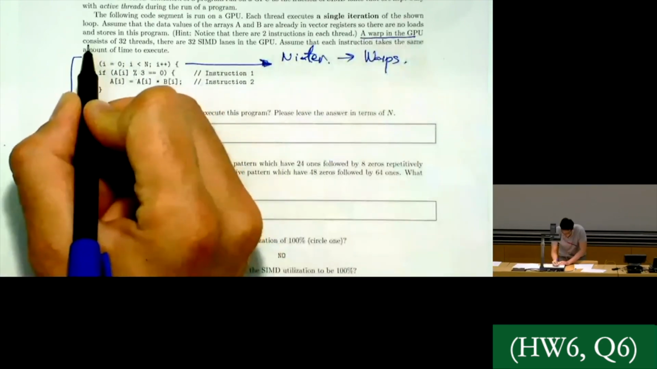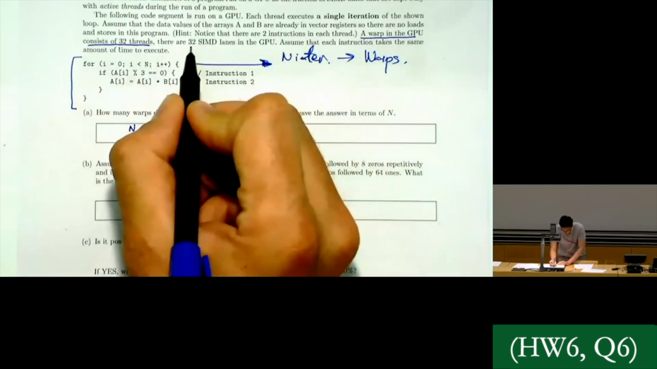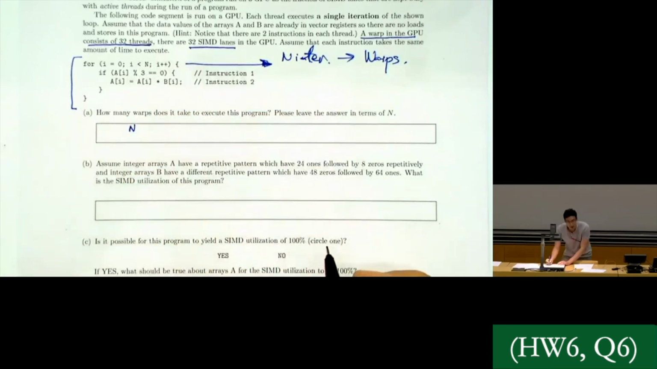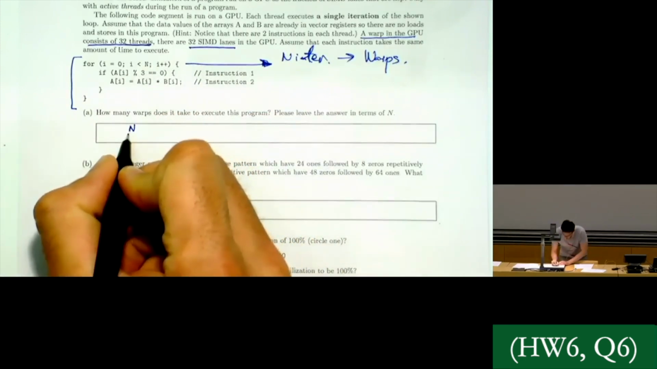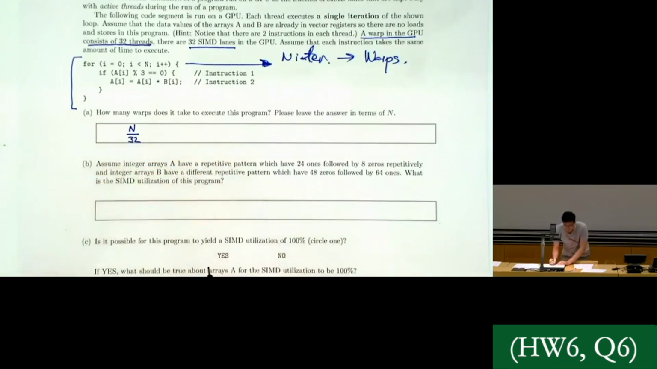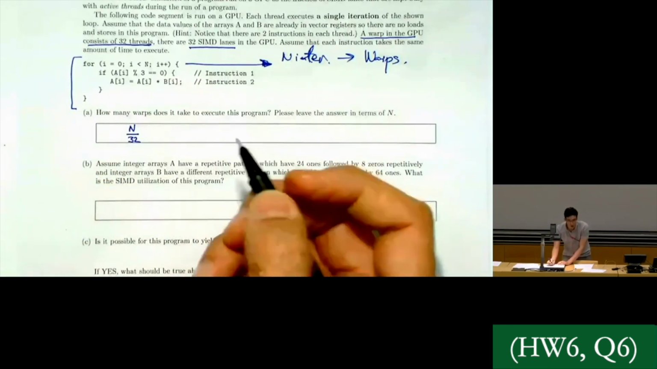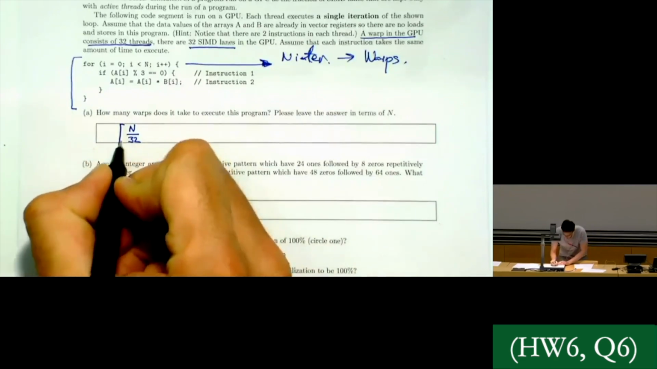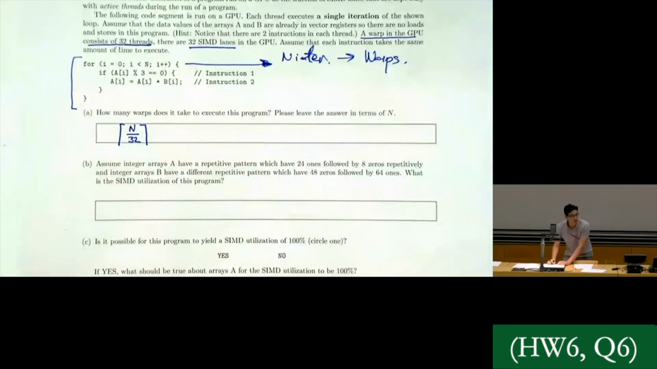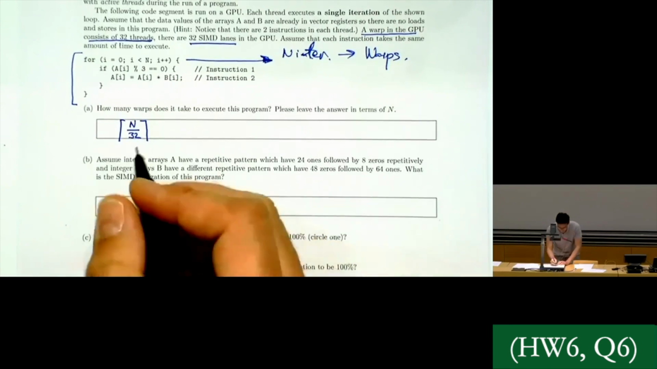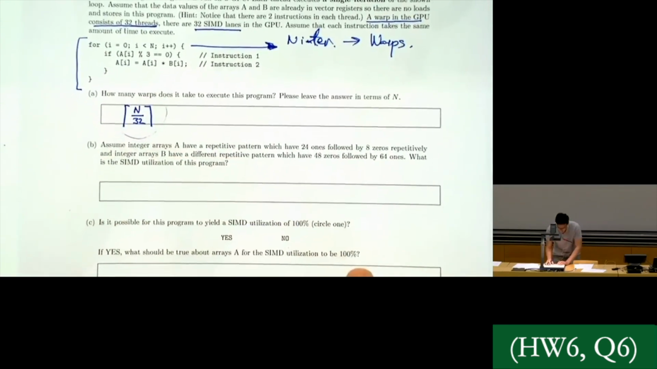A warp in the GPU consists of 32 lanes, and we also have 32 threads, and 32 SIMD lanes in the GPU. So n divided by 32 is the number of warps. In case n is not divisible by 32, we have to use the ceiling of this division, right? Maybe the last warp is not completely busy, but we will still count this number of warps.